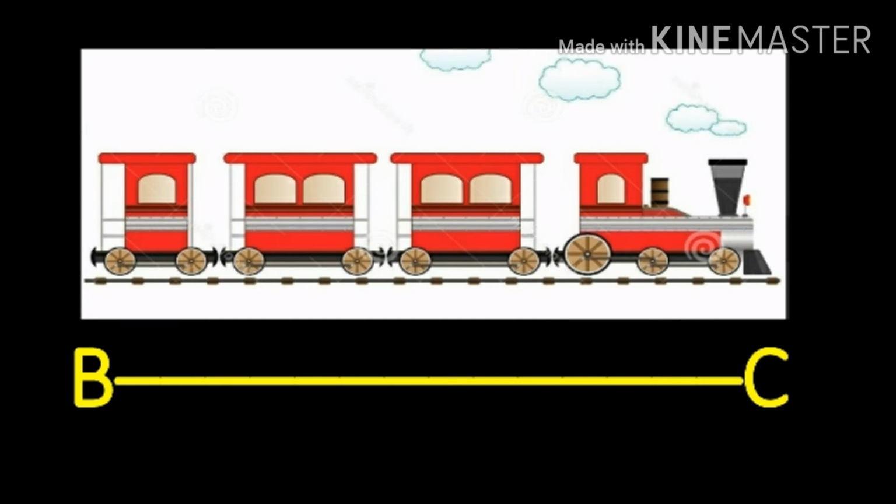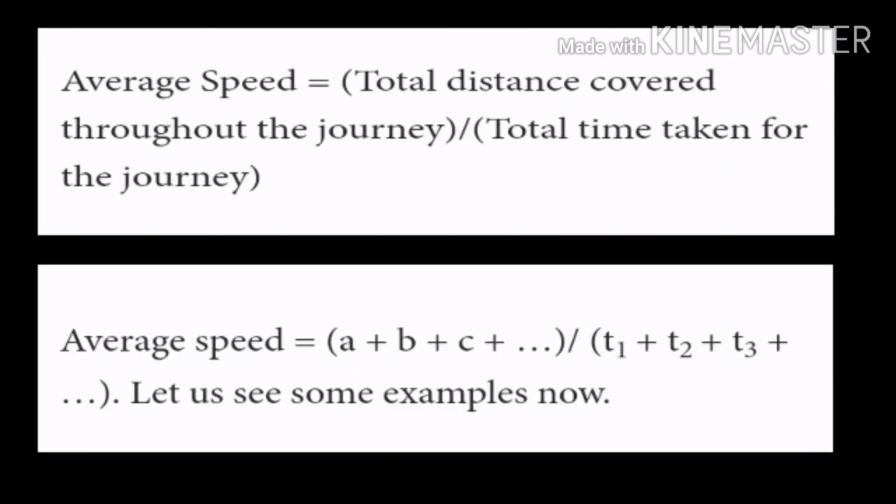In this case, when a body has different speeds during different parts of the journey, we define the average speed as: average speed is equal to total distance covered throughout the journey upon total time taken for the journey.